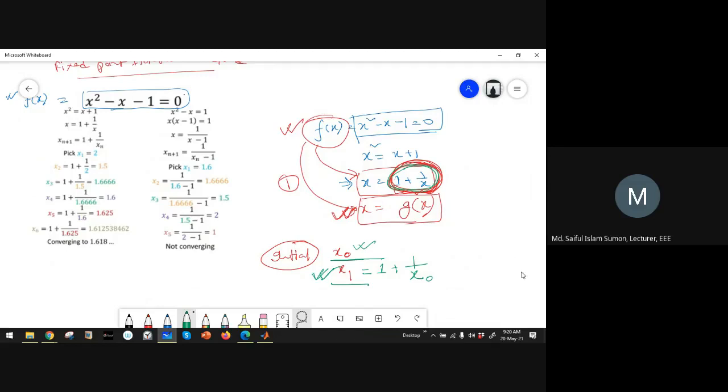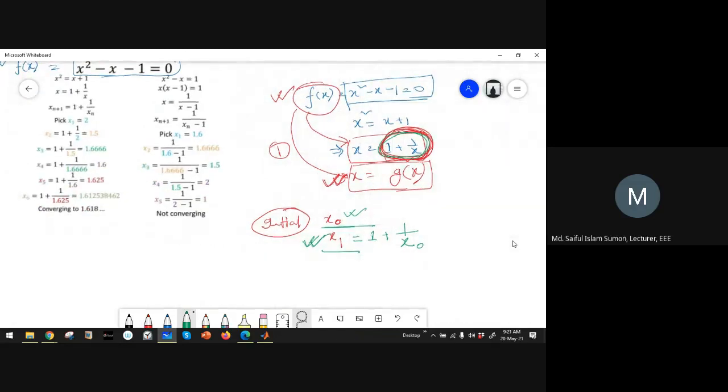Now I will check whether x0 and x1 are close to each other or not. If they are not close to each other, that means the solution is not converging. Then I will find another value of x, suppose x2. How am I going to find x2? Using this equation, 1 plus 1 by x. But here, what's the value of x? x1. Yes, x1.